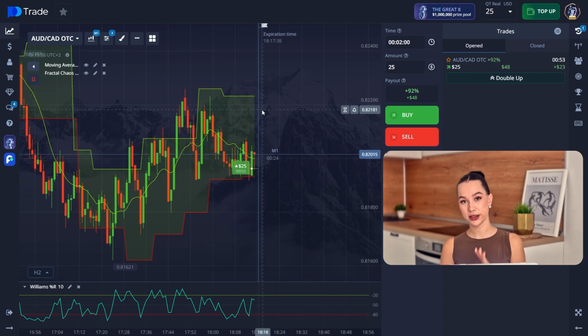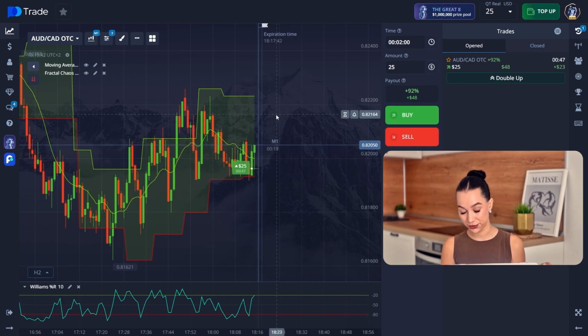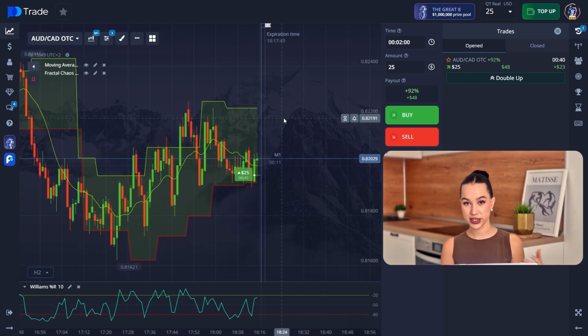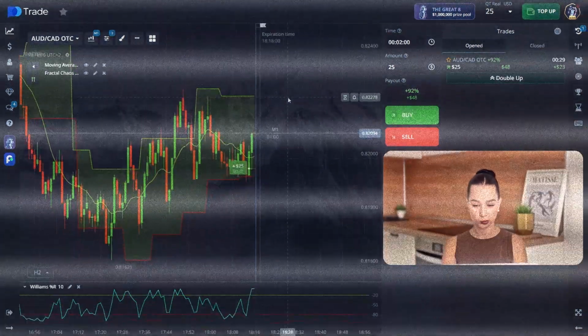But let's be clear, at this level, with this amount of money on your deposit, you will not make thousands of dollars in a week or even in a month, because the goal for this level is learning and not earning a lot. Of course, you can make like $10 or $15 in a day with this amount of money, but not hundreds and thousands in a week.